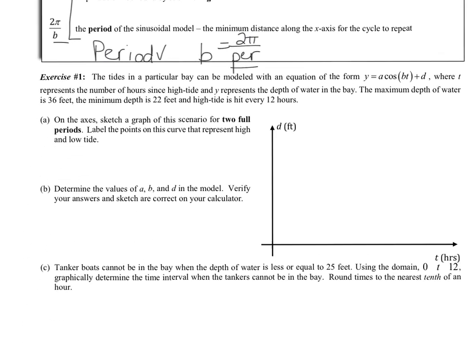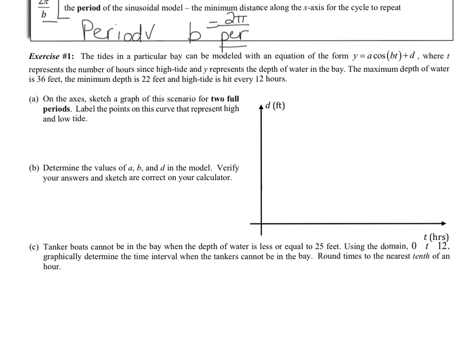So moving down the page, here's our first example. This one's about tides. So the tides in a particular bay can be modeled with an equation of the form A cosine BT plus D. So they've already told me it's a cosine equation, which is nice, where T represents the number of hours since high tide and Y represents the depth of the water in the bay. The maximum depth of the water is 36 feet and the minimum is 22 feet. The high tide is hit every 12 hours.